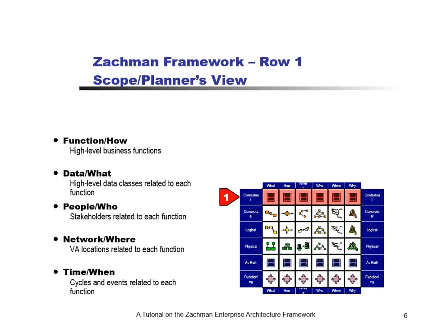Planner's view. So for the planner, you need to look at the external requirements and drivers. You look at the business functioning model. So the business process, motivation, why, business goals, objectives, performance measures related to each function. The how, high-level business functions, how does it work? Okay, then the data, high-level data classes related to each function. And then the who, so the stakeholders related to each function. So who are the people? So the network would be where, okay? Where are the locations related to each function? And then finally, when, time, is cycles and events related to each function.